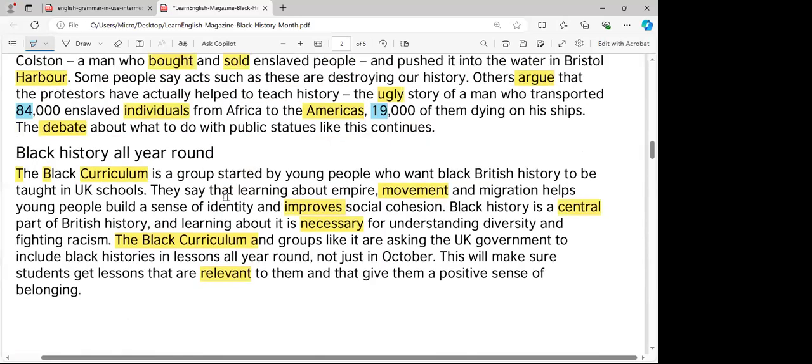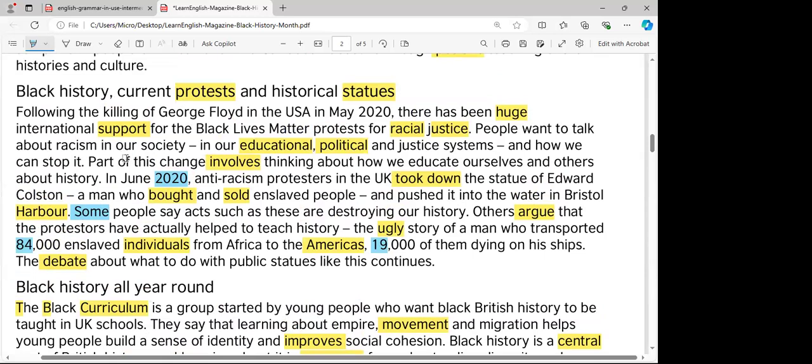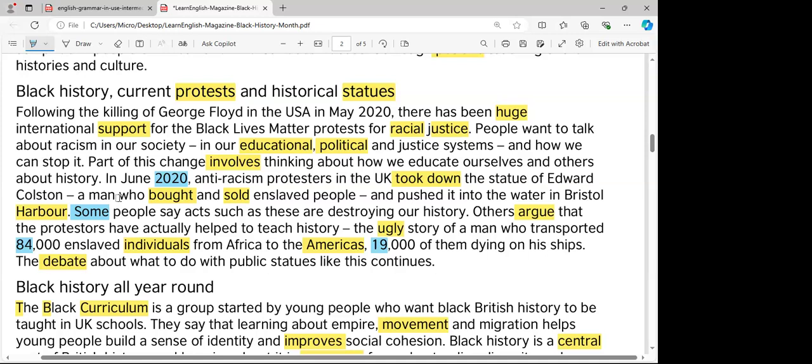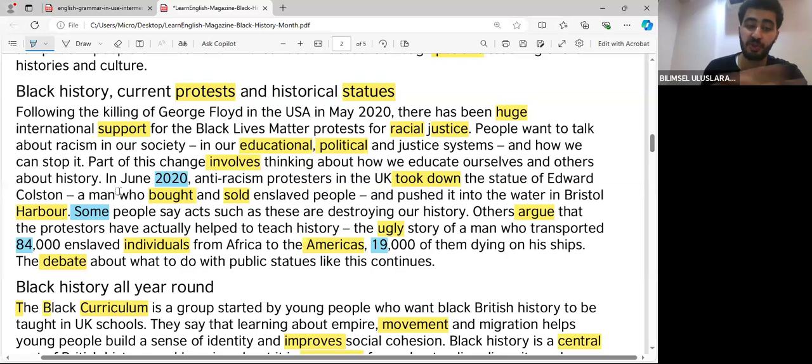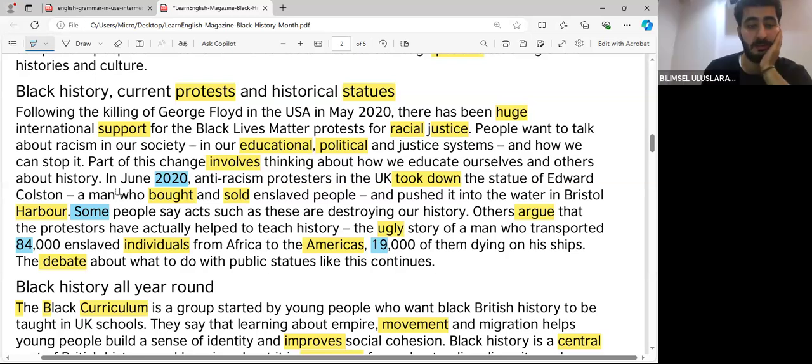I'm going to give you the paragraph and I want you to see. Start from here. Yes, some people argue that the protesters have actually helped to teach history. So is it false? Is everyone on the same page on this topic? According to the script, does everyone say we should destroy the statues, or is there another saying? There is another saying, because some people say acts such as these are destroying our history.